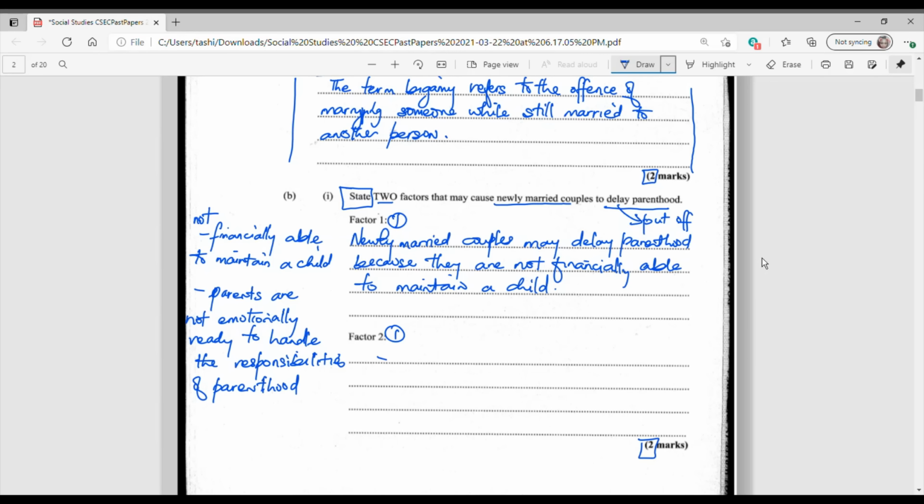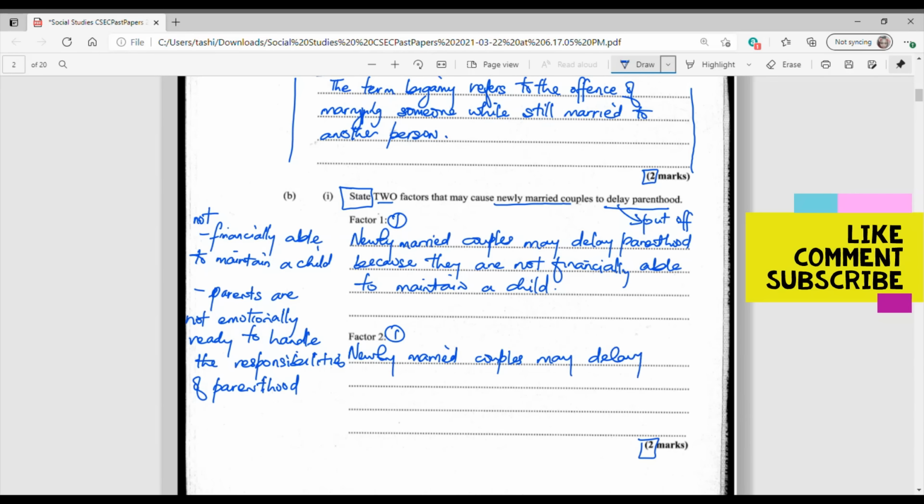Newly married couples may delay parenthood. Let's write it just the same. Newly married couples may delay parenthood because they are not emotionally ready to handle the responsibilities of being a parent.